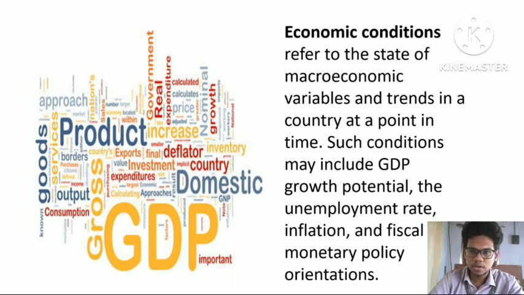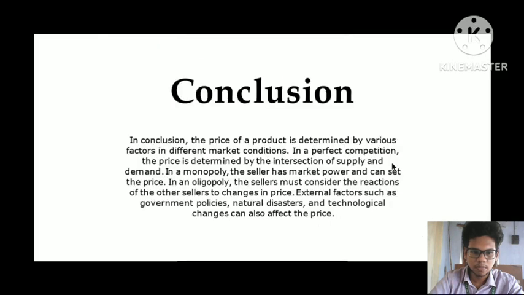Let's get into the conclusion of this presentation. Conclusion. In summary, the price of goods and services in different market conditions is determined by the forces of supply and demand, the level of competition, and the availability of substitutes. The types of market condition determine the degree of control that buyers and sellers have over the price of goods and services. In an oligopoly, a seller must consider the reaction of other sellers to change the price. Whereas in perfect market condition, the price of the product is determined by the demand and supply.